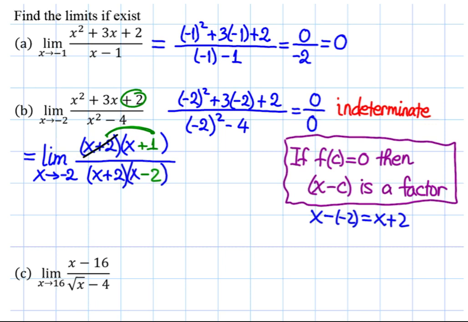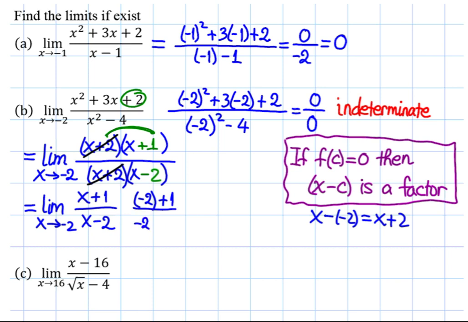Now both the top and bottom have x plus 2. It will cancel out. And so we'll have limit x goes to -2 of x plus 1 over x minus 2. We will substitute -2 in for x again. -2 plus 1 and -2 minus 2. That equal to -1 over -4, 1/4, which is a defined number. So we make it equal to.